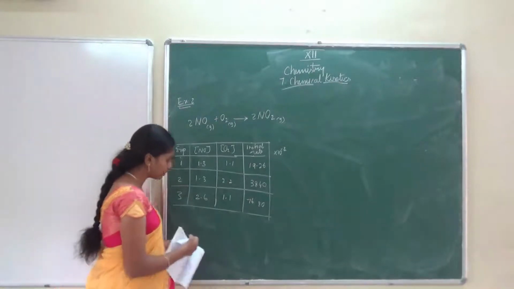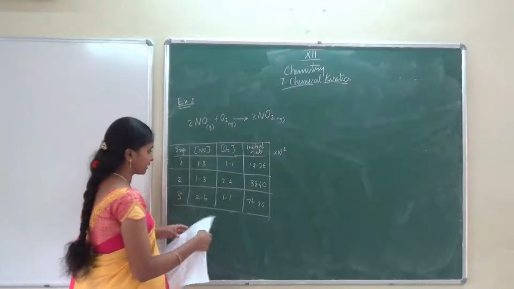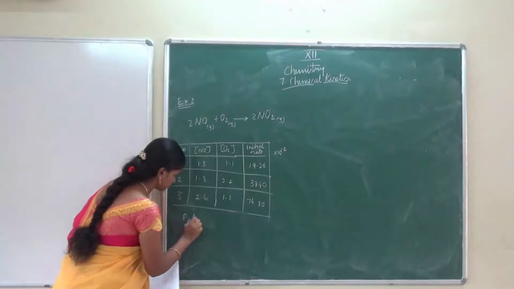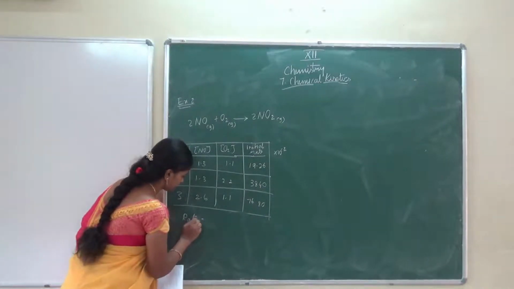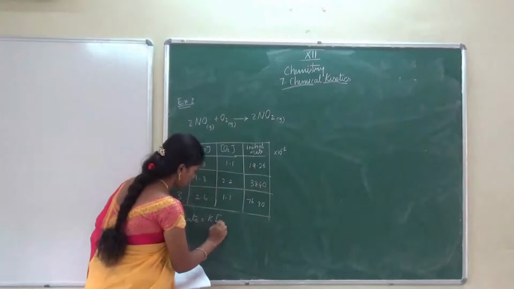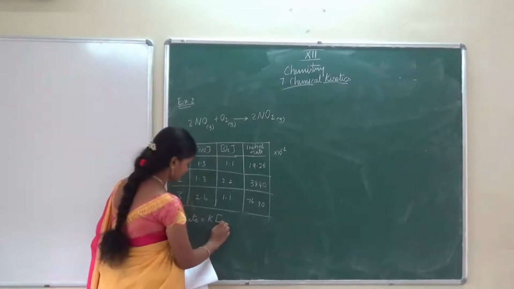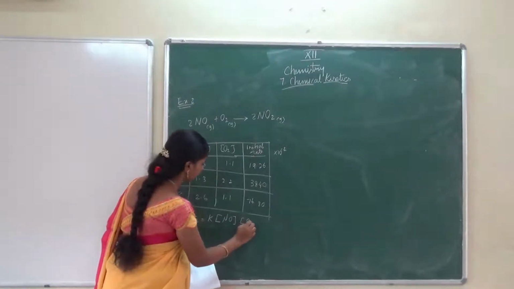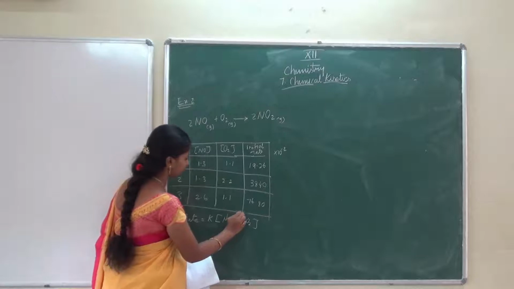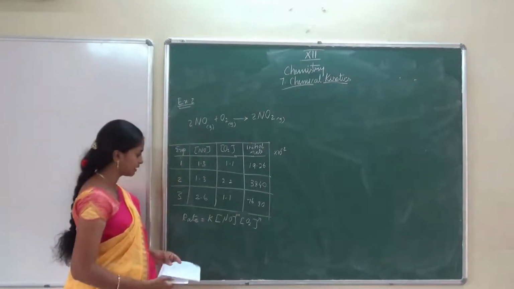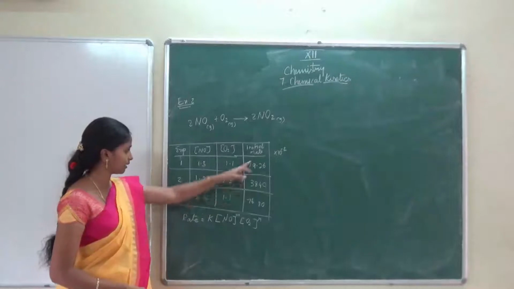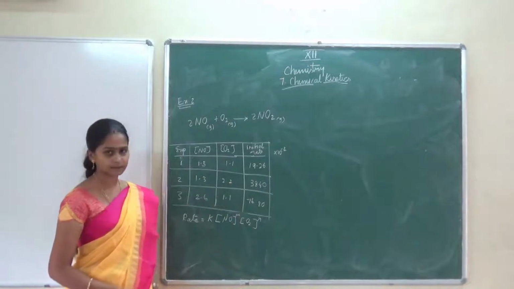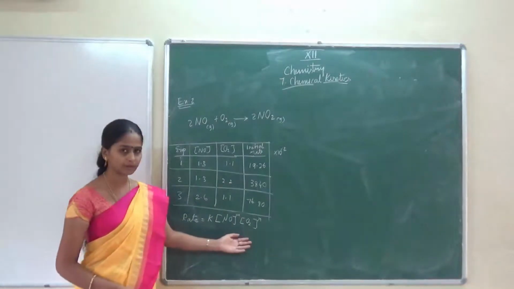Before, we have discussed the rate law. What is the formula for rate law? Rate is equal to K into the concentration of the reactants. See, the reactants here are NO and O2. Now we don't know the m and n values, so just keep them as they are. But we know the rate value, the NO concentration and the O2 concentration are given, so we can substitute the values and write.